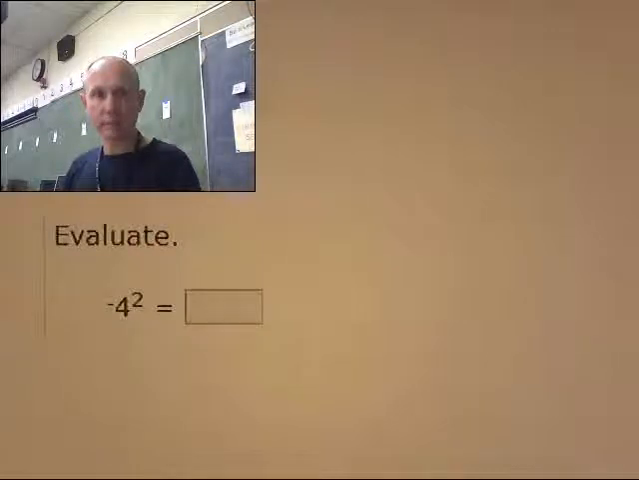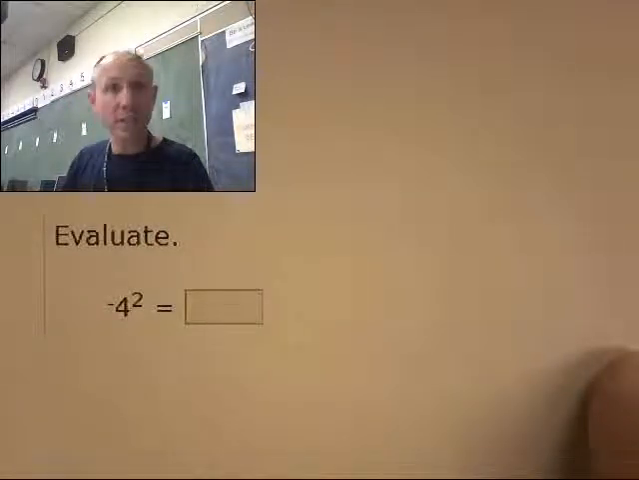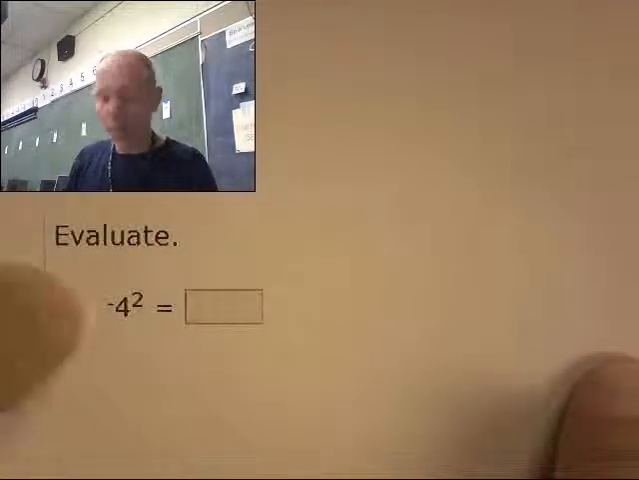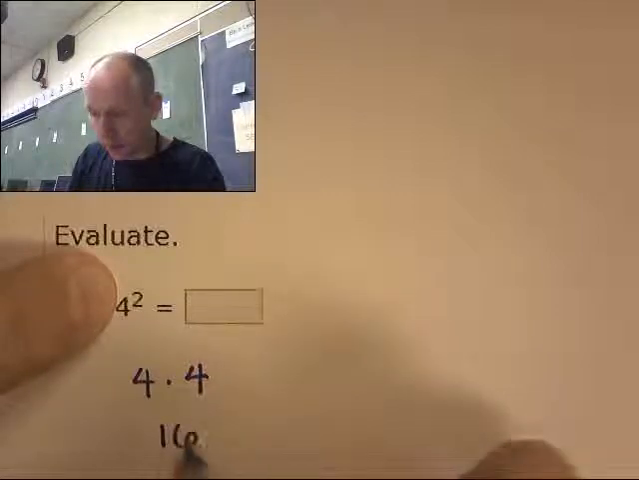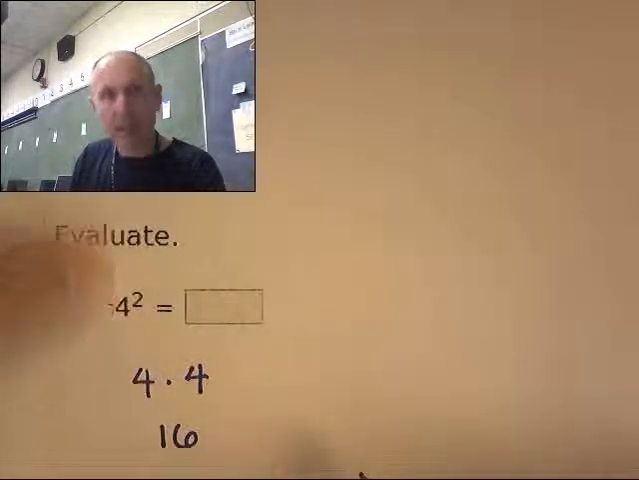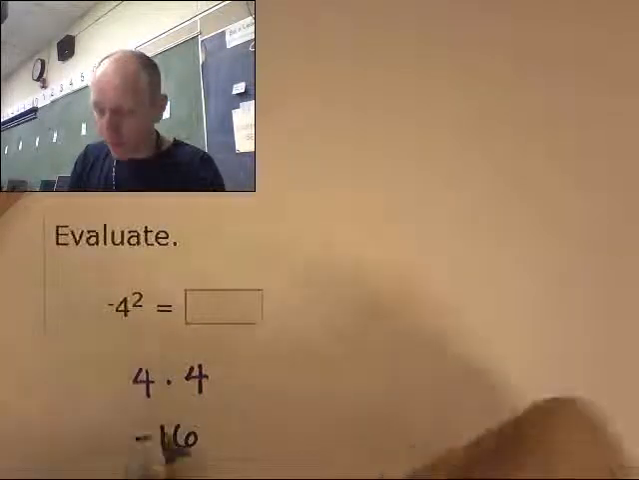Okay, that's not the one I want to do. Where is it? There it is. Okay, parentheses, no parentheses. No parentheses, I'm going to ignore the negative. This is 4 times 4, which is 16. Now I'm going to remember the negative, so it's negative 16.